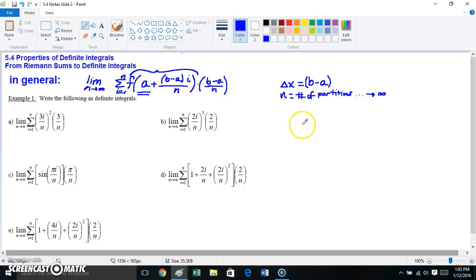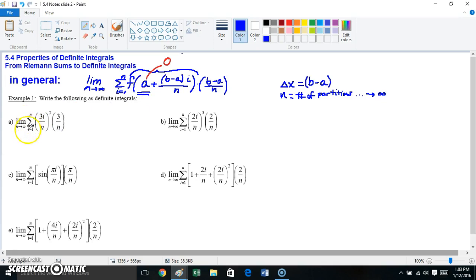In this video, we're going to look at 5.4, the properties of definite integrals. And in this first slide, we're looking at converting from Riemann sum notation to the definite integral. This general form that's shown here is more specific than the examples down below. In the examples down below, the a value is always 0.